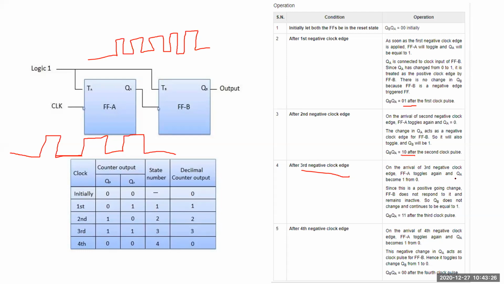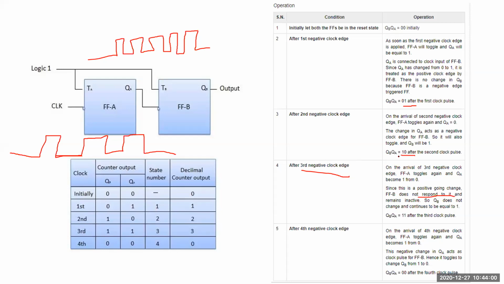Again, the first flip flop will be toggling, and QA changes from 1 to 0. The QA is going to change from 1 to 0, and because of this, that becomes a positive clock edge for this one, and this will not be working, because your flip-flops are not working on the positive edge. Since this is a positive going change, flip-flop B doesn't respond. It will not be responding, and it remains inactive. So the QB doesn't change.